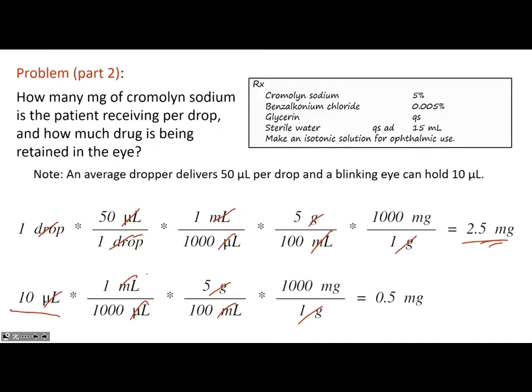Could you have done that an easier way? Each drop is how much larger than the amount that stays in the eye? What is 50 divided by 10? It's 5 times the amount. So if you only divided the amount by 5, what is 2.5 divided by 5? 0.5. So again, you're getting a fifth of what you're adding. So if you just had divided the 2.5 by 5, that would have done it as well. But you don't have to be able to see that. You can do it the long way as well.